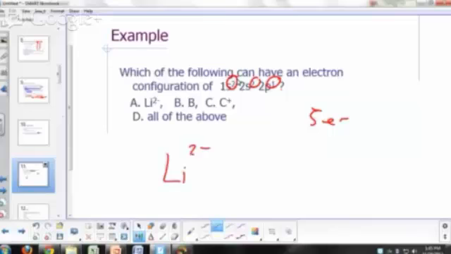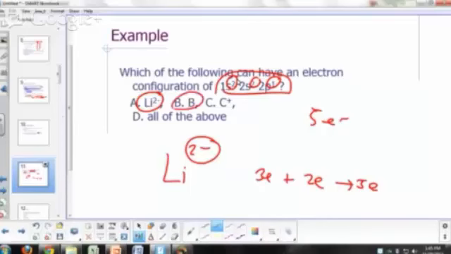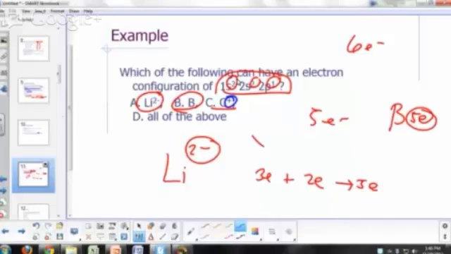So lithium with a 2 negative charge, what would that be? How many electrons per lithium atom? 3 electrons, and the negative 2 charge adds 2 more electrons, so 5 electrons. So lithium is okay. Whether it would actually exist in nature or not, if you had such a thing, it would have 5 electrons, and this would be an electron configuration for it. How about boron? The atomic number of boron is 5, so boron has 5 electrons also. How about carbon with a +1 charge? Carbon has atomic number 6, so 6 electrons, but the +1 charge means 1 electron lost.